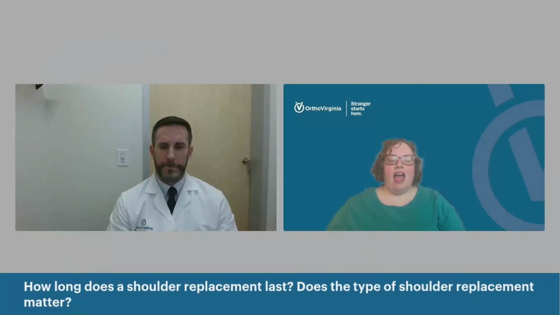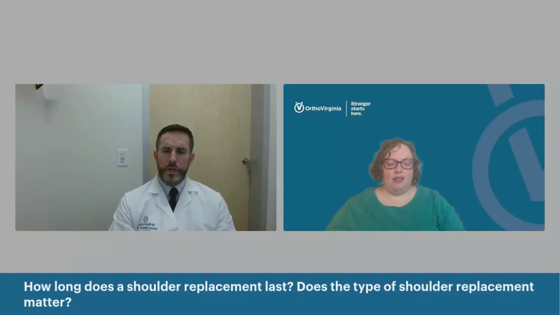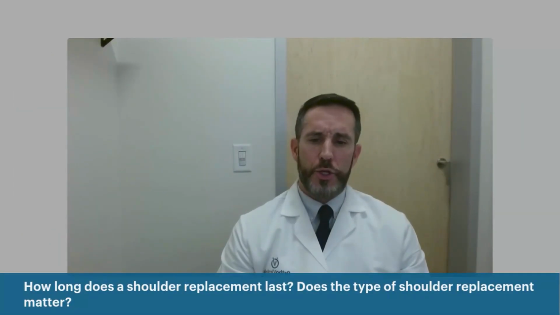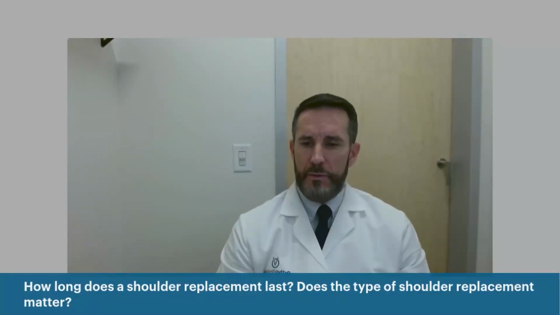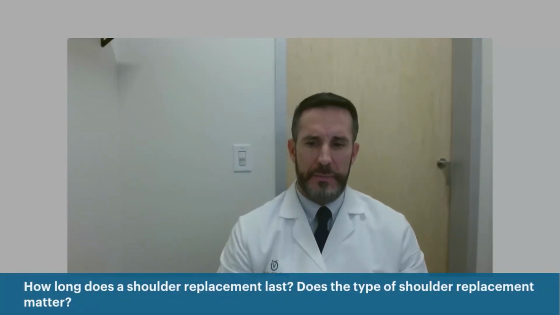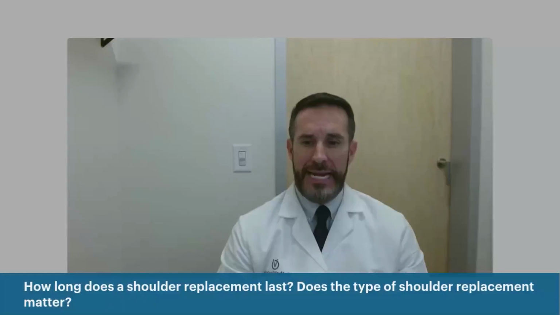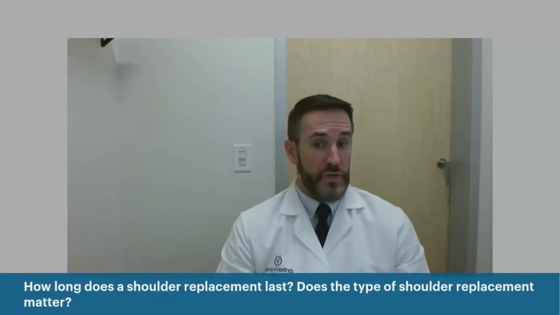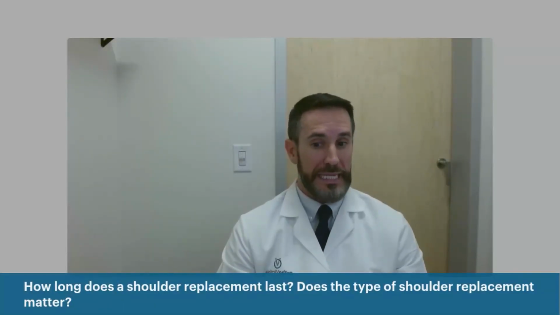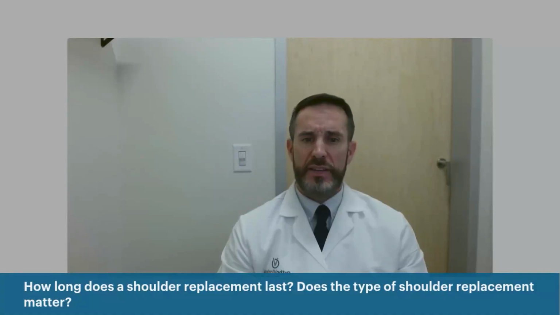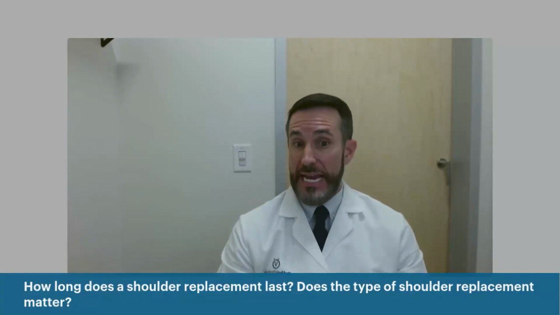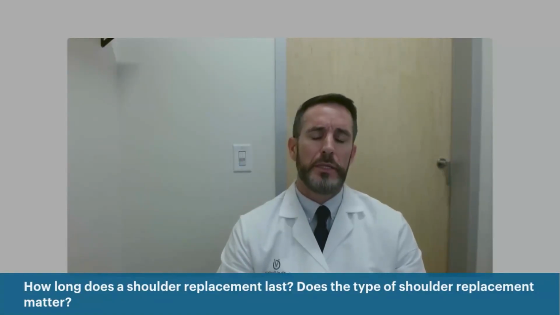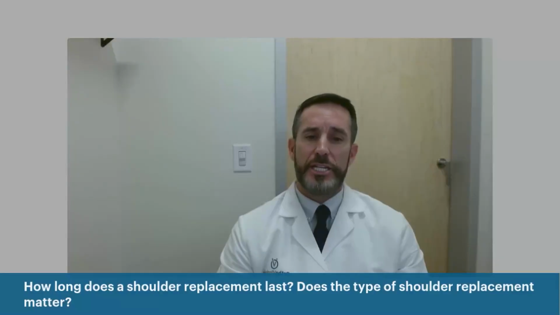Thank you. How long does a shoulder replacement last? Does the type of shoulder replacement matter in how long it lasts? So an anatomic total shoulder replacement, and there's long-term data on this, at 10 years, 90% of patients should still have a functional replacement. At 20 years, I think the numbers approach 75 to 80%. So the long-term outcome studies are good.